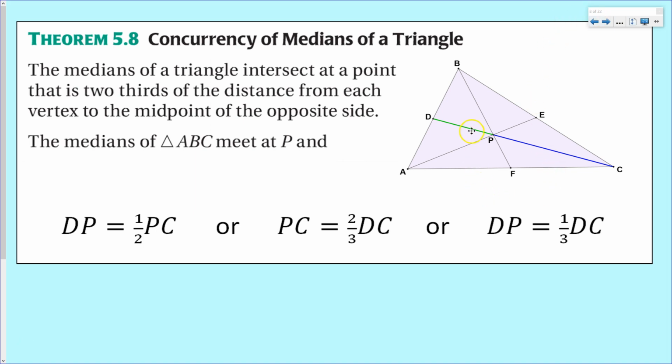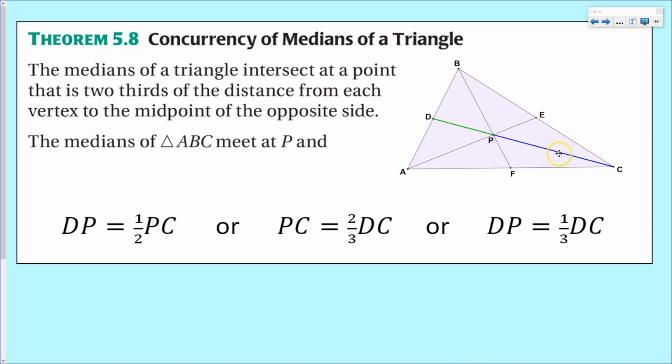So the way I think of it is that the green segment is half of the blue segment. The other way to think of it is the whole segment is made up of three pieces, that is 3 times the length of this green segment, so 3 times the length of DP. In other words, DP is 1/3 of the entire length of the median. So however you want to think about that, you may.